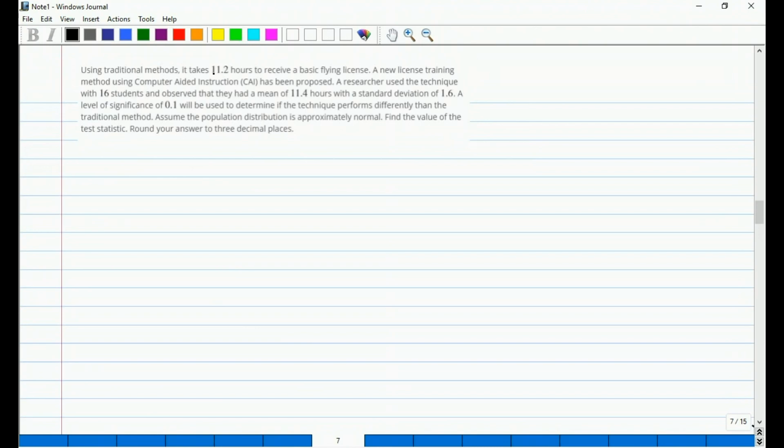It takes this long normally to receive a basic flying license. That doesn't sound very long to get a flying license, but that's okay. And then with computer-aided instruction, we got n equals 16. They observed a mean of 11.4 with a standard deviation. The standard deviation came from the sample. That's important because that tells me it's a t-distribution. So s equals 1.6, and the significance level is 0.01.